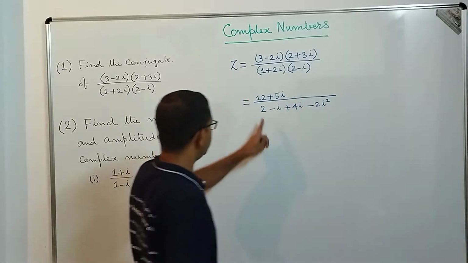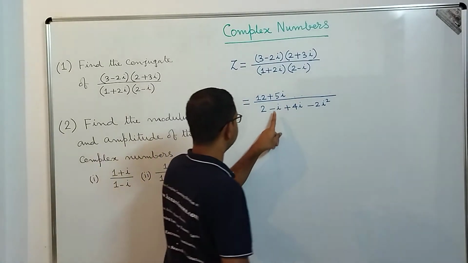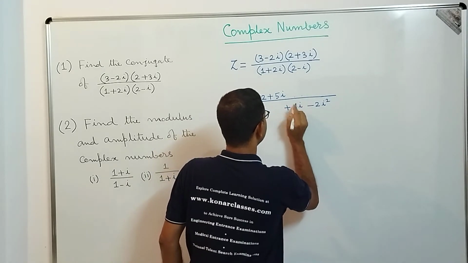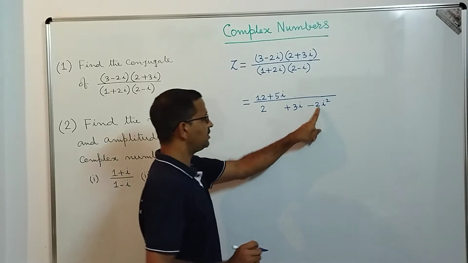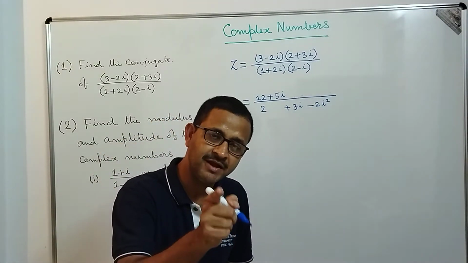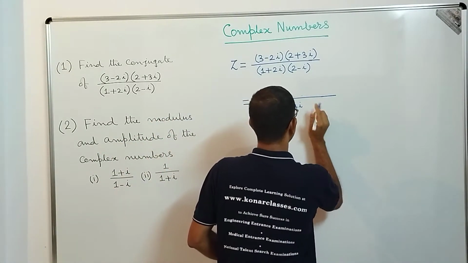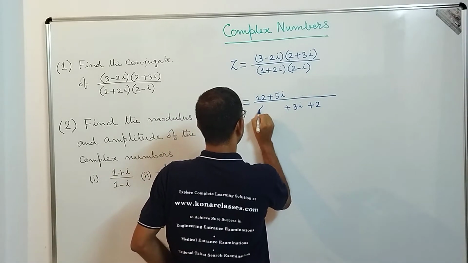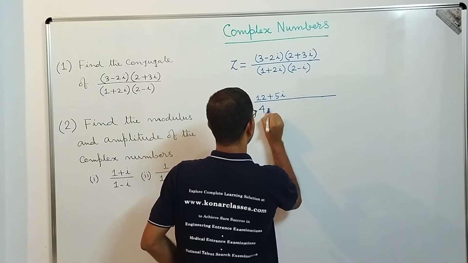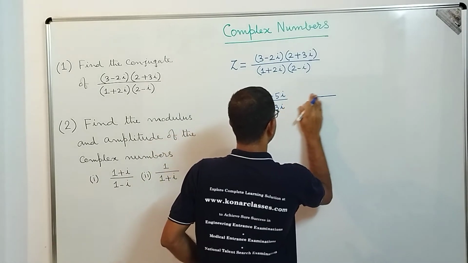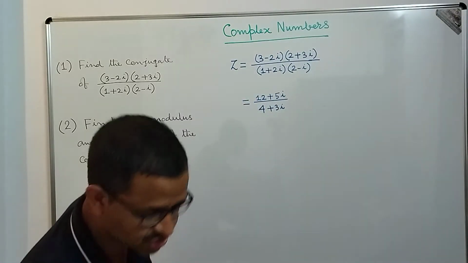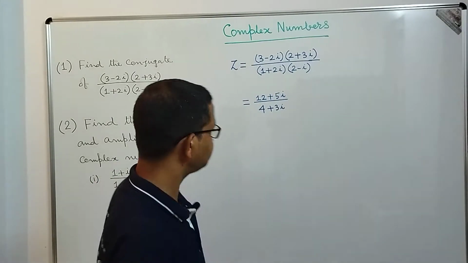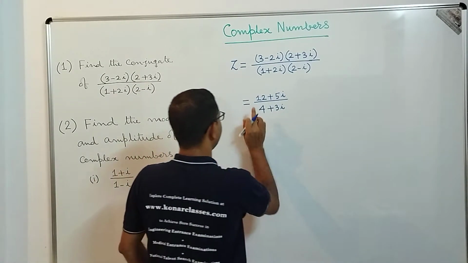Okay, now let's look into the denominator. First, minus i plus 4i, that becomes plus 3i. And then minus 2 into i square is minus 1, minus 2 into minus 1, that becomes plus 2. Plus 2 and this 2 become 4. So we can write 4 plus 3i. So what we get, dear students, the complex number we reached so far is 12 plus 5i by 4 plus 3i.